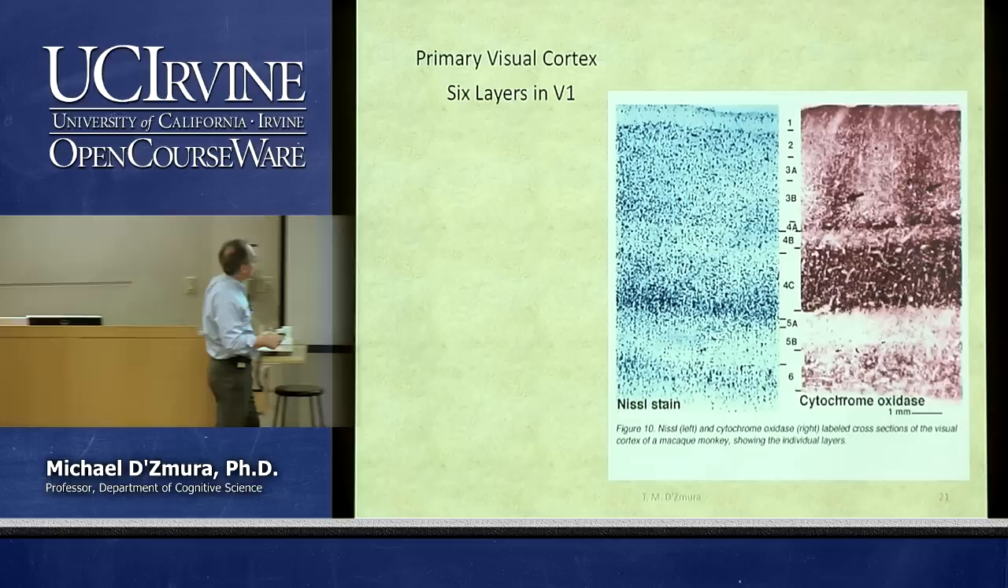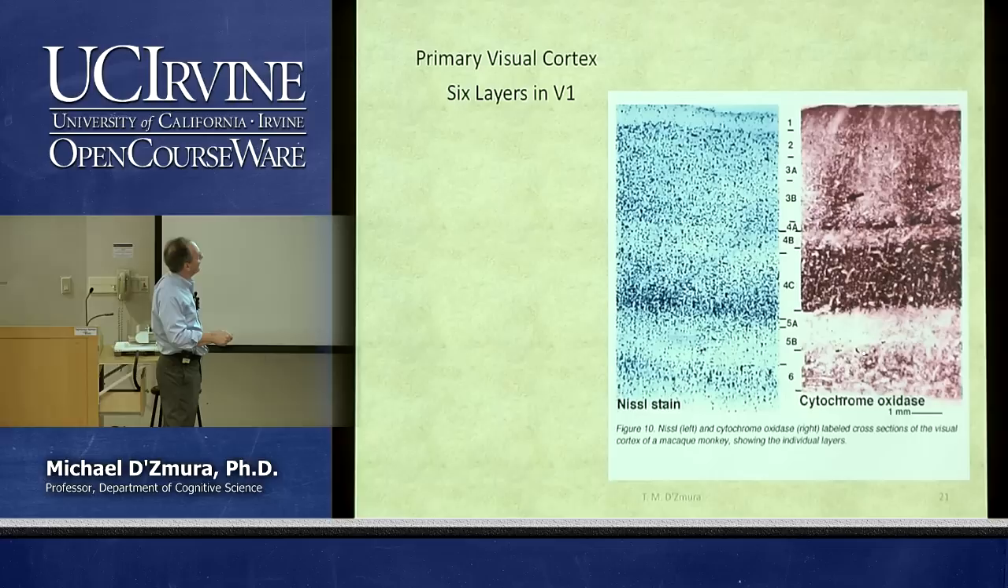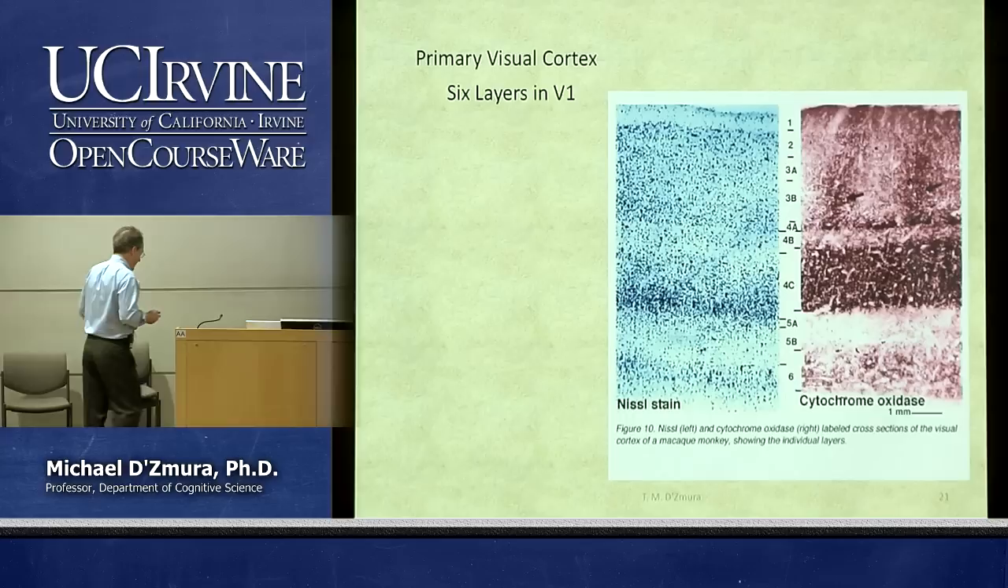So this is what happens if you use a Nissl stain. Cytochrome oxidase is another stain, which makes things look sort of orangish, reddish, and you can see layers a little bit differently using this stain: 6, 5, 4C, the other two 4s, and 1 looks pretty distinct from 2 and 3 here. So yes, there are a variety of ways to try to figure out the identity, and people conventionally find 6 layers.